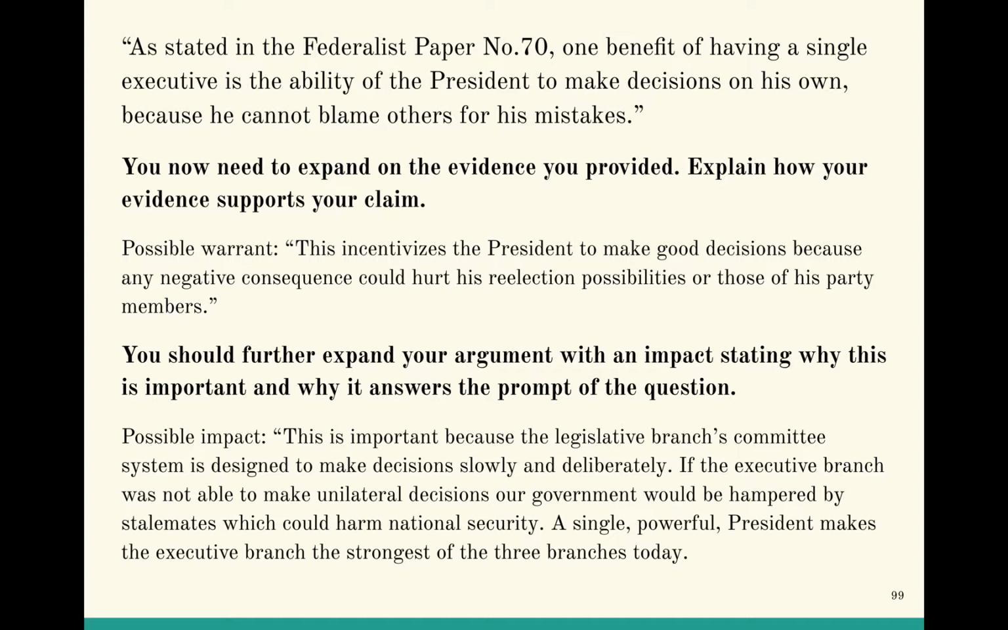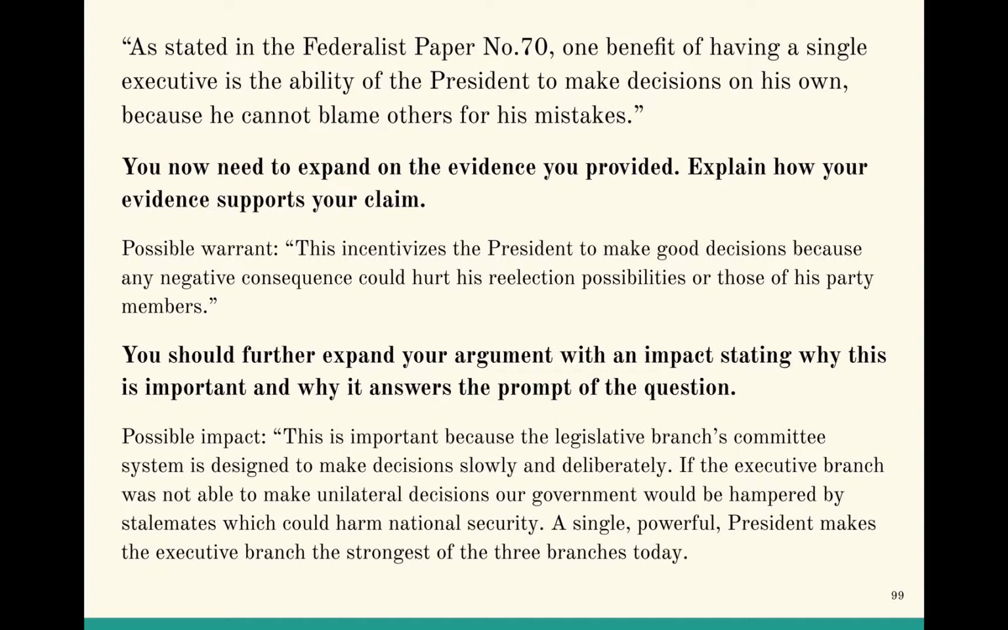Remember, short, concise sentences that are to the point are better than long run-on sentences or compound sentences. You can also add an impact if you're looking for something to beef up your argument. So this last sentence down here is a possible impact. This is important because the legislative branch's committee system is designed to make decisions slowly and deliberately. If the executive branch was not able to make unilateral decisions, our government would be hampered by stalemates, which could harm national security. A single powerful president makes the executive branch the strongest of the three branches today.